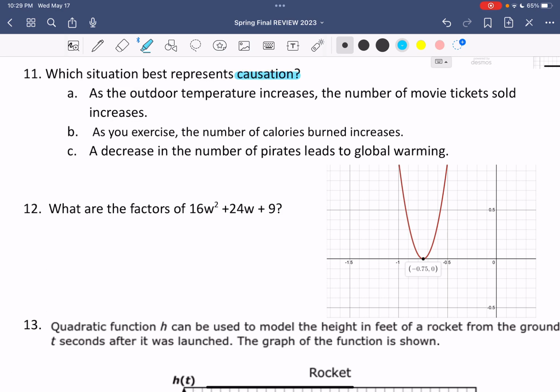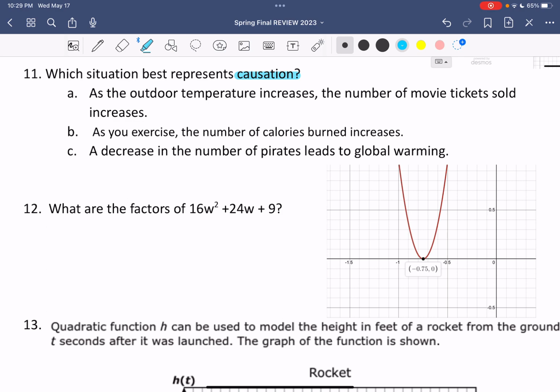All right, so A says as the outdoor temperature increases, the number of movie tickets sold increases. Well, that's not a true cause and effect. Sure, there's a relationship because if it's really hot outside, people tend to want to do activities that are more inside, which is watching a movie. But that does not necessarily mean that movie tickets will be sold more.